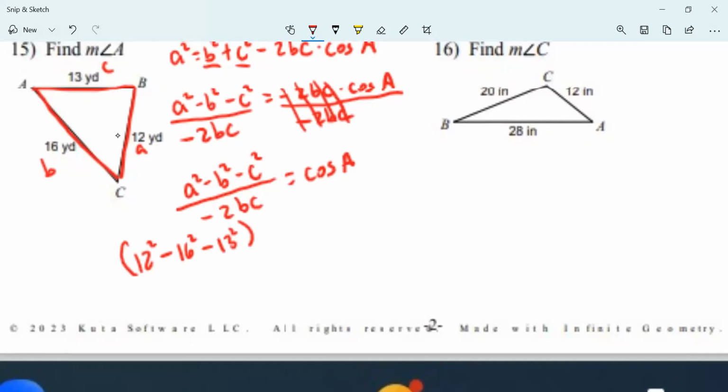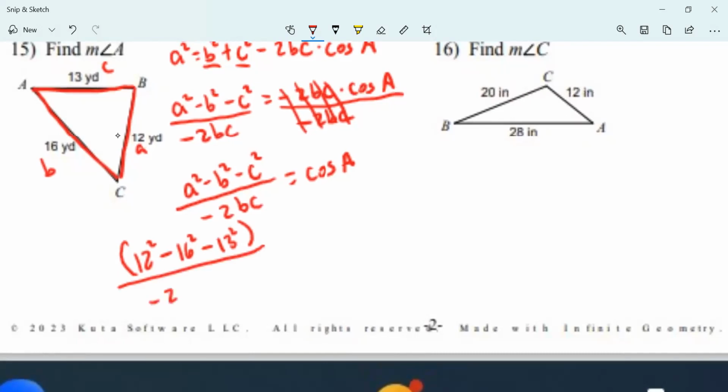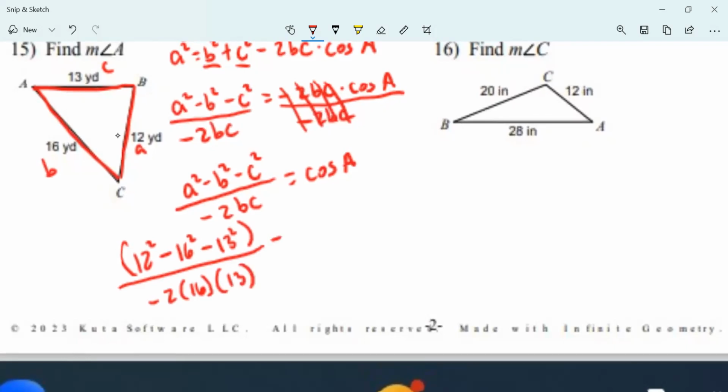So when I type it in, I tell myself that's a parentheses. So I gotta work that first. And then whatever I get, I'm going to divide this by a negative 2 times 16 times 13. And that's going to give me cosine of angle A. Okay, so let me grab my calculator out.